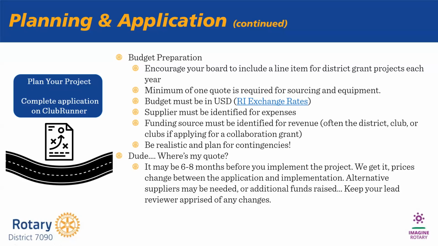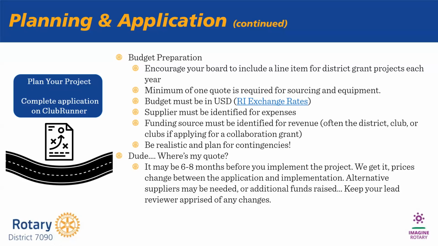Funding sources must be identified for revenue as well. Typically it's your district and club, or other clubs if you have a collaborative grant. Be realistic, plan for contingencies. Like I mentioned, you're going to apply for a district grant typically between January and April. You're not going to implement until between September and April. So plan for contingencies.